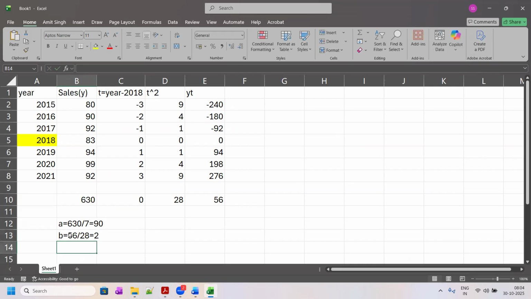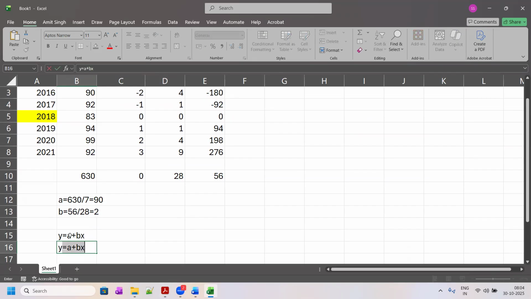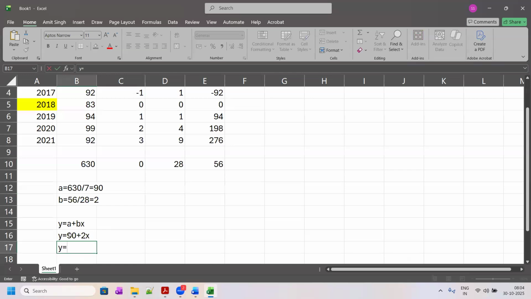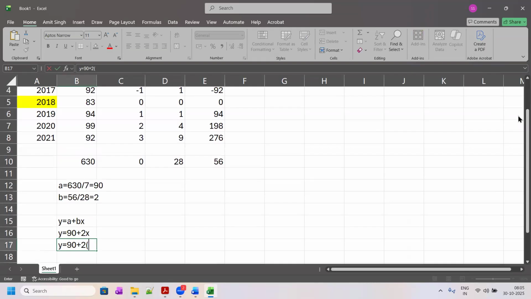So once you get this, your equation is y is equal to a plus bx. So y is equal to a, which is 90, plus b, which is 2, times x or t, whatever. Then guys, what is y? Y is 90 plus 2 times x. What is x or t basically? It is basically year minus 2018. This is basically your equation.